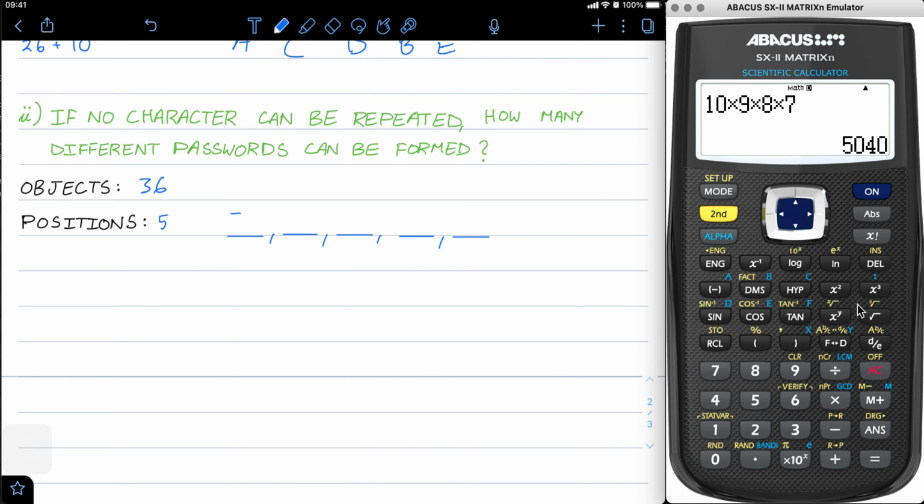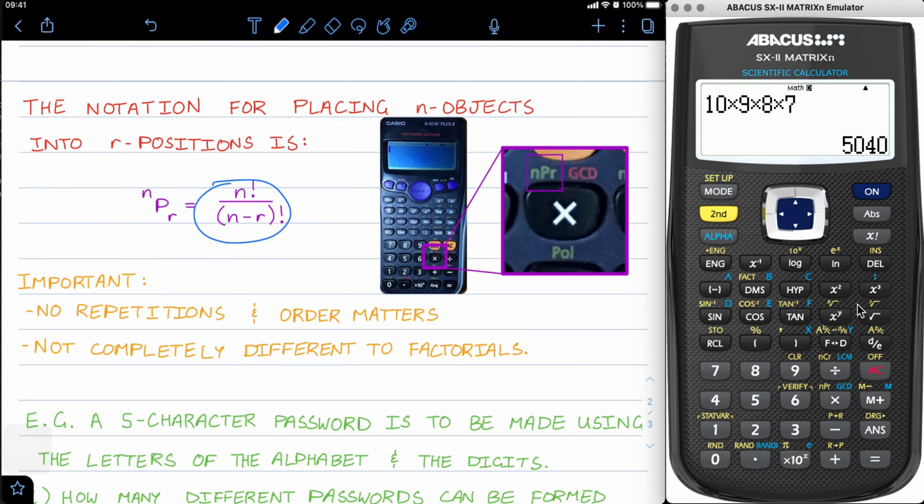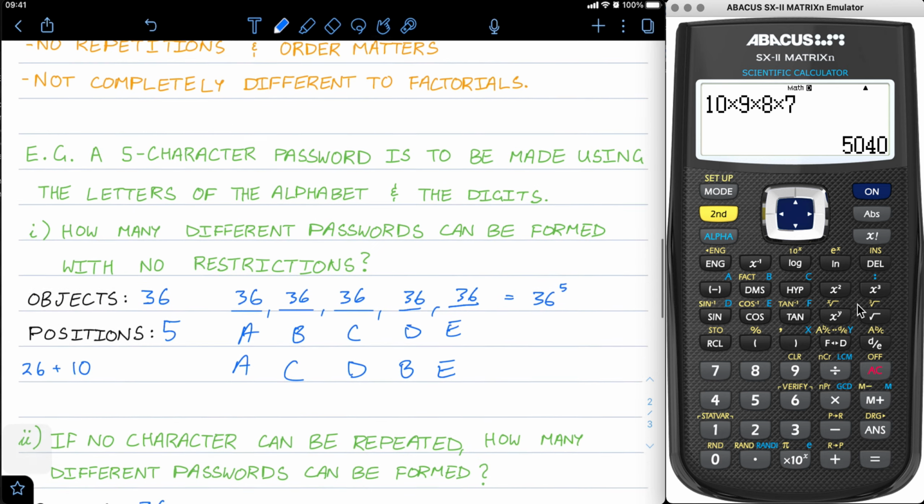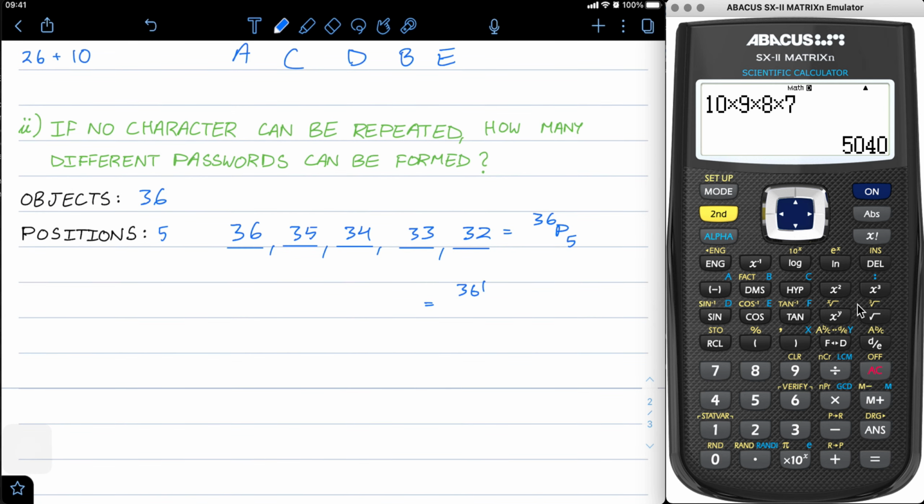In the first position, we could choose from 36. In the next position, because we can't repeat characters, there are only 35 left. In the next character, there are only 34 left, 33 left, and 32 left. This one we can write as 36P5, which if we summarize it using the definition of it, n factorial divided by n minus r factorial, it's going to be 36 factorial over 36 minus 5, which is 31 factorial.